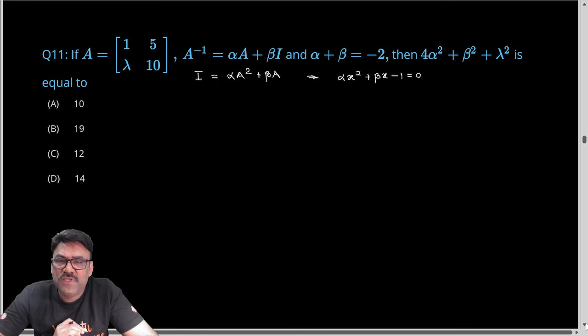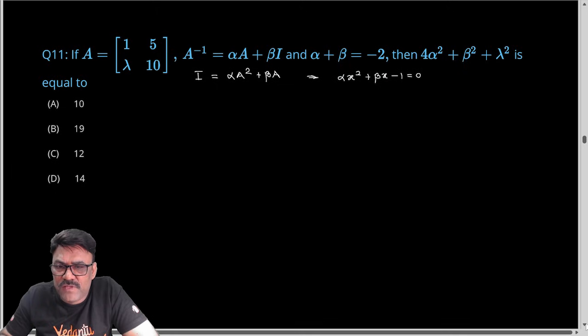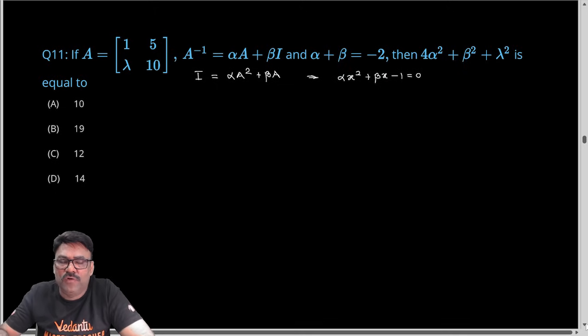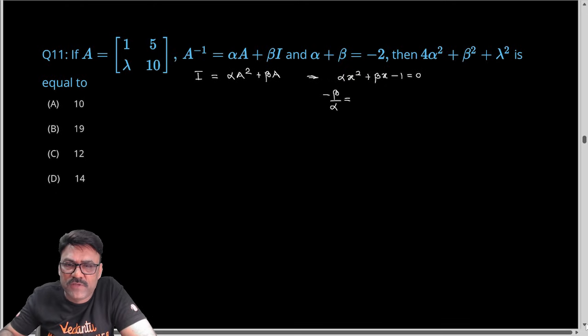So this is the characteristic equation of the matrix A, alpha x square plus beta x minus 1, equals 0. Now you know that the sum of the characteristic roots, the sum of the eigenvalues, is equal to the trace. So the trace is what? The trace is 11. So if I take the sum of roots of this quadratic, that will be minus beta by alpha. Sum of the roots of the quadratic is minus beta by alpha, and the sum of roots should be equal to the trace. So it should be 1 plus 10, which is 11. So this gives you beta is equal to minus 11 alpha.